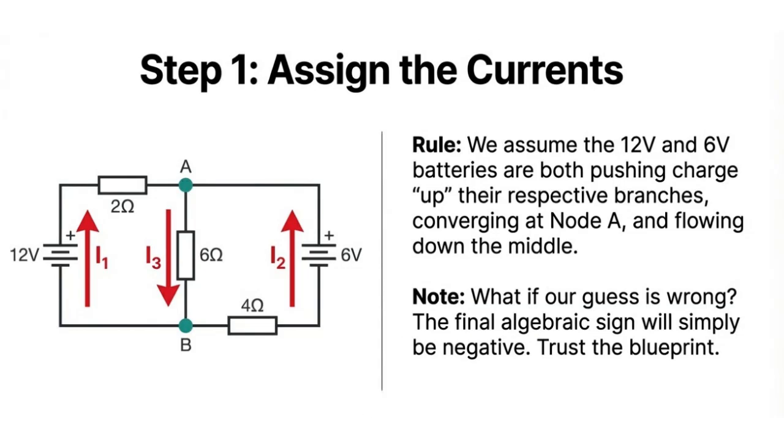Let's start by assigning the currents in this circuit. We assume that both the 12-volt and 6-volt batteries push the charge upward through their branches, meeting at node A and then flowing downward through the middle resistor. This means current I1 moves up from the 12-volt battery through the 2 ohm resistor, current I2 moves up from the 6-volt battery through the 4 ohm resistor, and current I3 flows down through the 6 ohm resistor between nodes A and B.